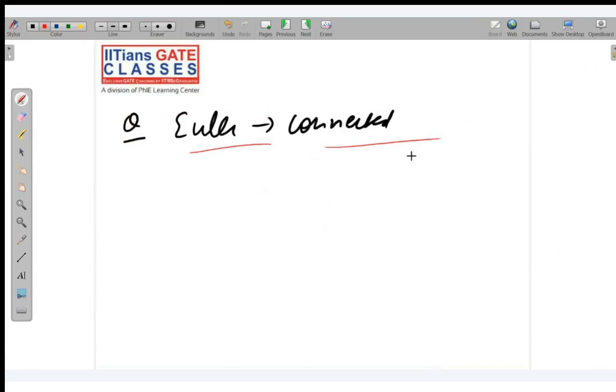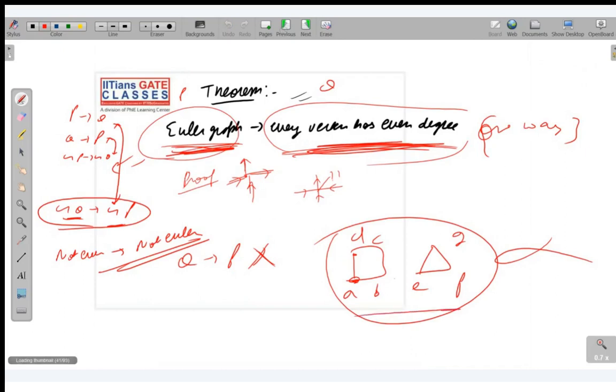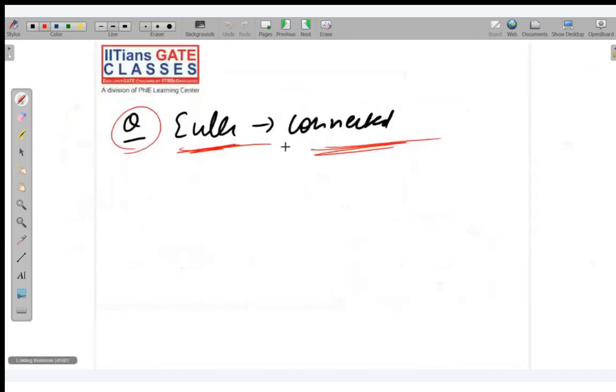Okay, so Euler implies connected. So this is a question. That means every Euler graph should be connected. Now, like this, I have shown you this is a disconnected graph, so it was not Euler. So can I say like this, every Euler graph is connected? No. This is the simplest example.